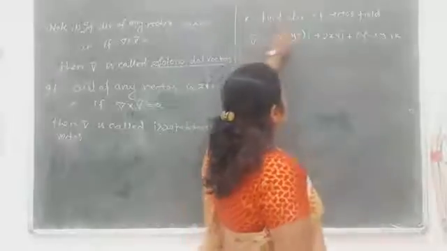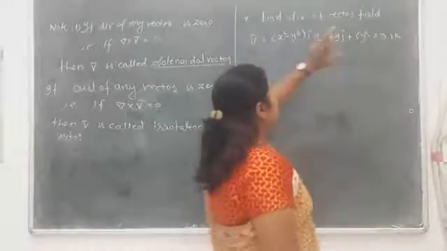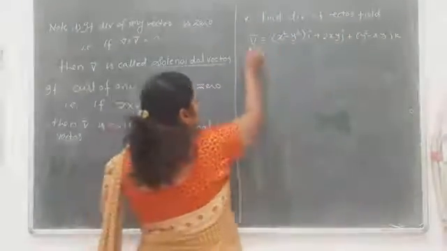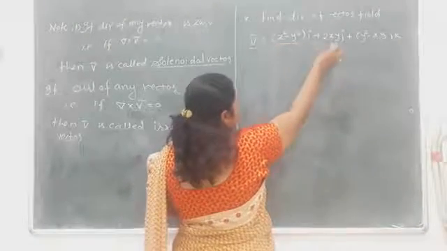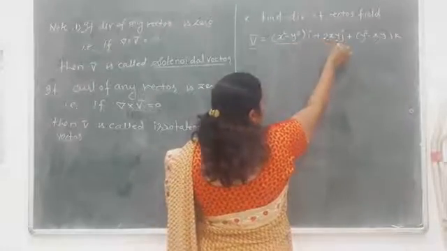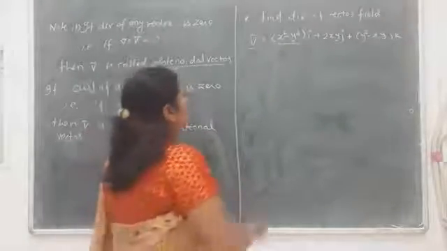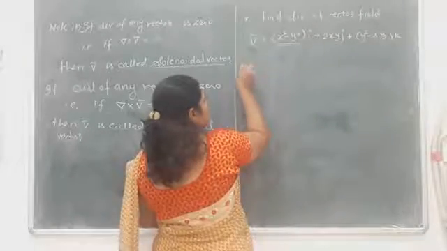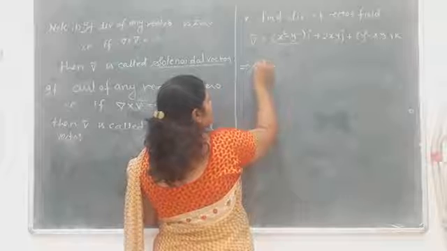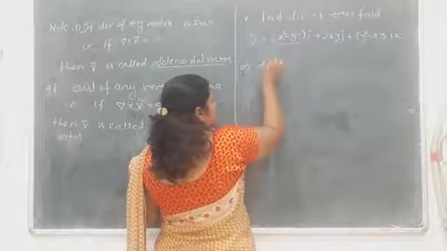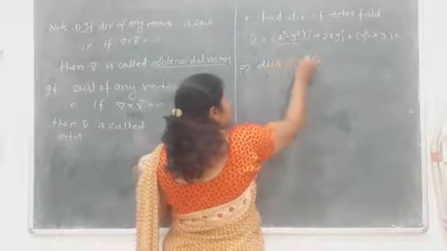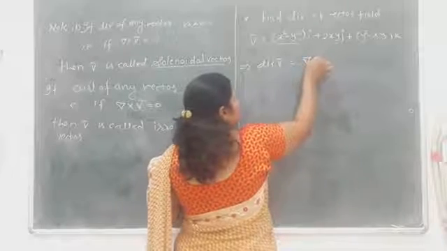Here is the first problem: find the divergence of the vector field. We have given v bar is equal to (x square minus y square) i plus 2xy j plus (y square minus xy) k. So we have to find the divergence. We know that symbolically it can be written as divergence of v bar, that is equal to del dot v bar.